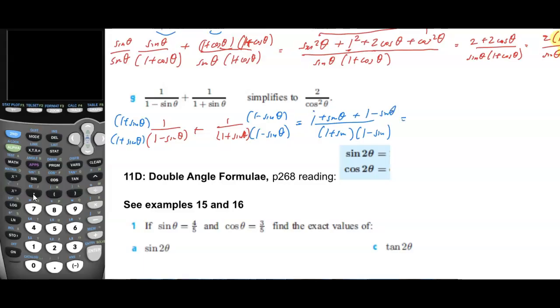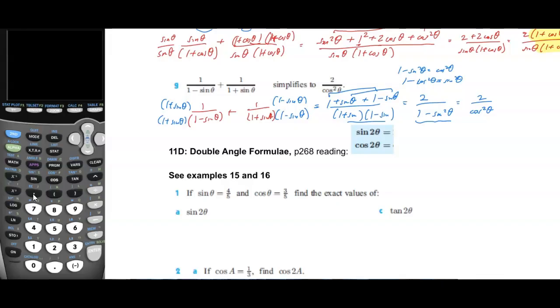So now I can see that I could combine these two and get 2. I could combine these two and get 0. So I'm going to have 2 on top. And the bottom is going to be 1 minus sine squared theta because it's the identity, right? 1 squared minus sine squared theta. 1 minus sine squared theta, that's the same thing as cosine squared, right? 1 minus sine squared theta equals cosine squared theta. 1 minus cosine squared theta is equal to sine squared theta. Okay. All right, and that's what we wanted.